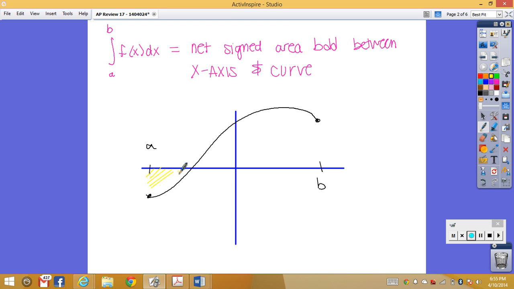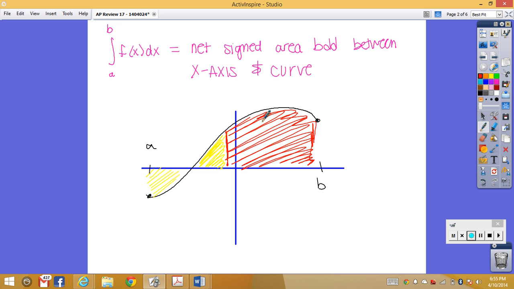So this little negative piece would probably cancel with maybe about that much. So the answer to the integral would be positive because the piece that's left over is this. And it would be positive whatever area that is. Okay, so that is what a plain old integral does. It finds you the net signed area.